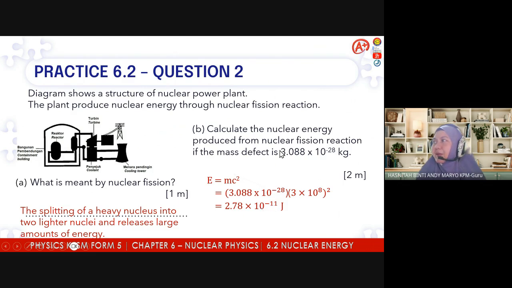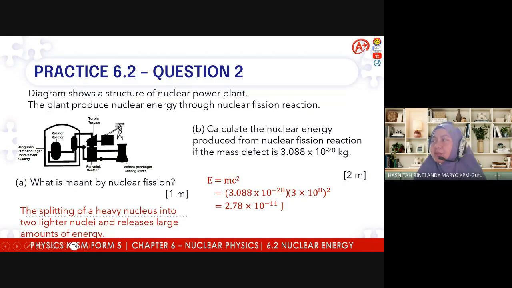The mass defect is readily placed in kg, students, so please be aware. For this question, the mass defect is given in kilogram, so you just multiply with c squared. You have to be alert with the unit given for the mass defect. If it is in kg, there is no need to multiply with 1.66 anymore. Just take the value straight away and multiply with c squared.